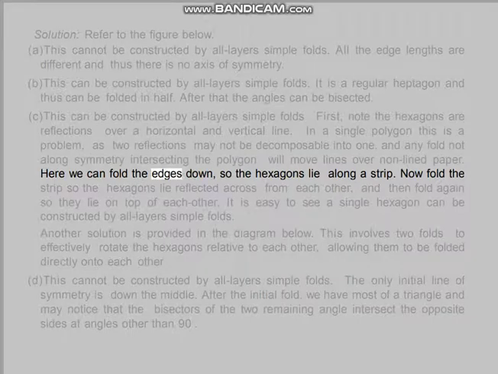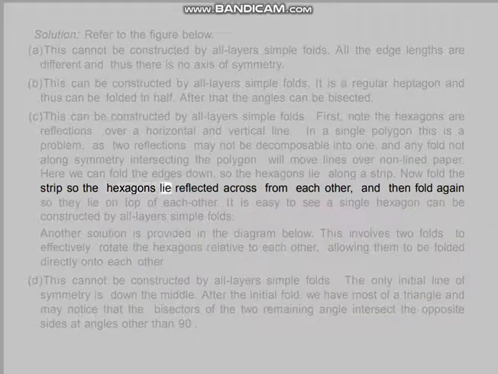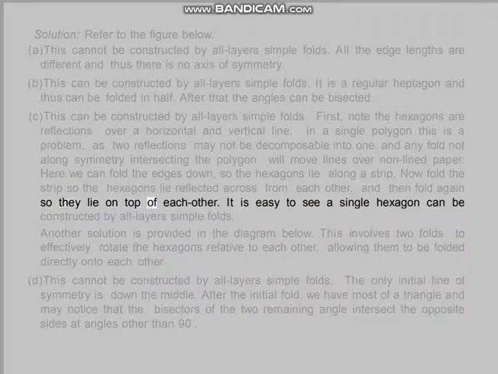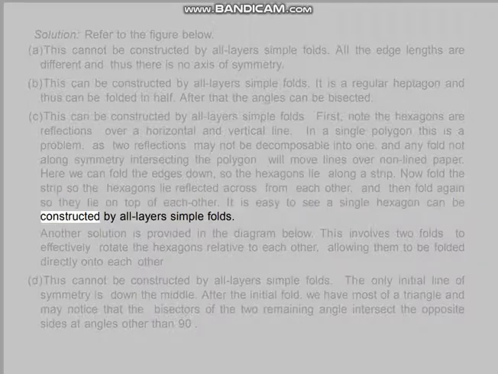Here we can fold the edges down, so the hexagons lie along a strip. Now fold the strip so the hexagons lie reflected across from each other, and then fold again so they lie on top of each other. It is easy to see a single hexagon can be constructed by all layers simple folds.